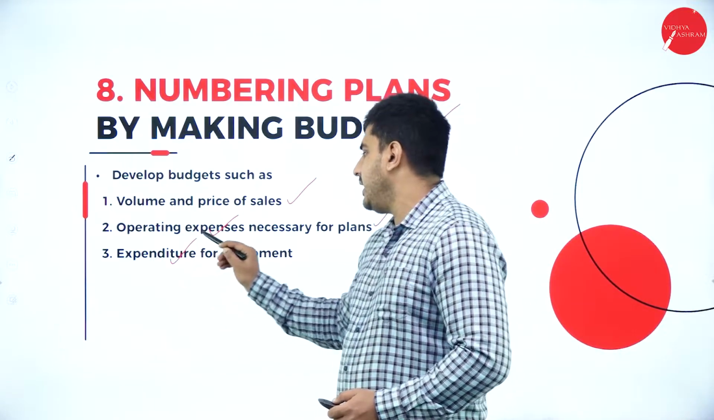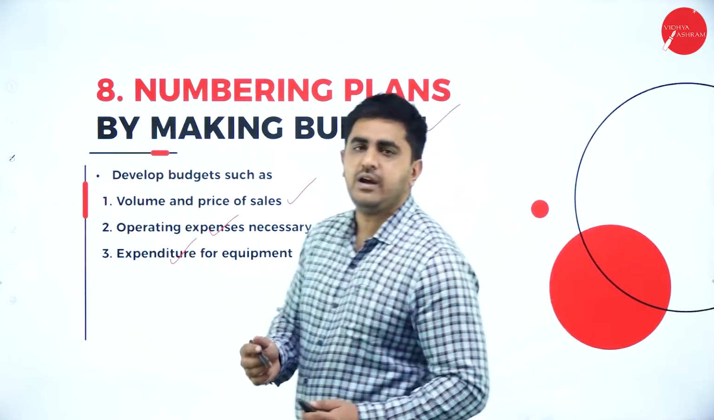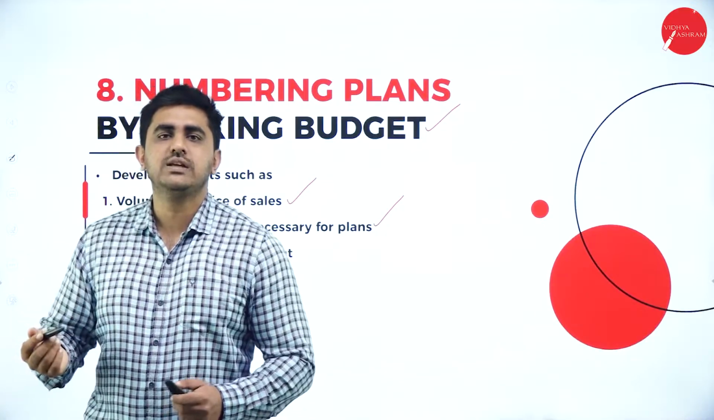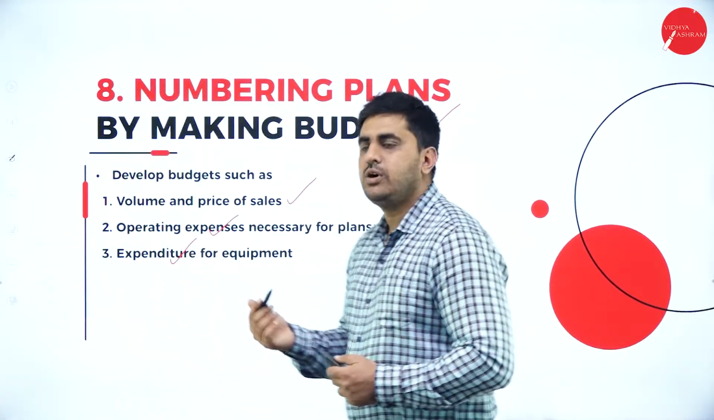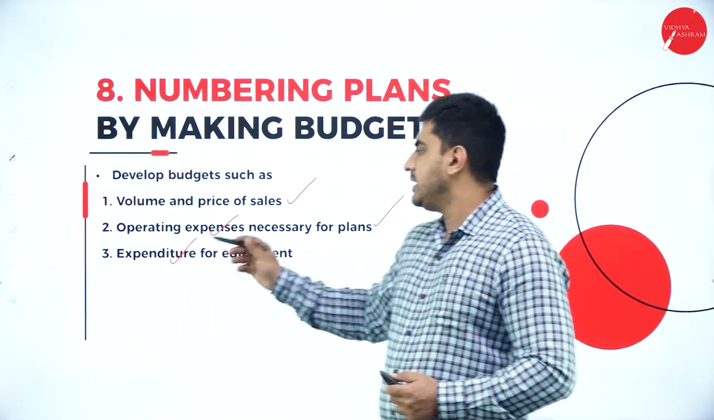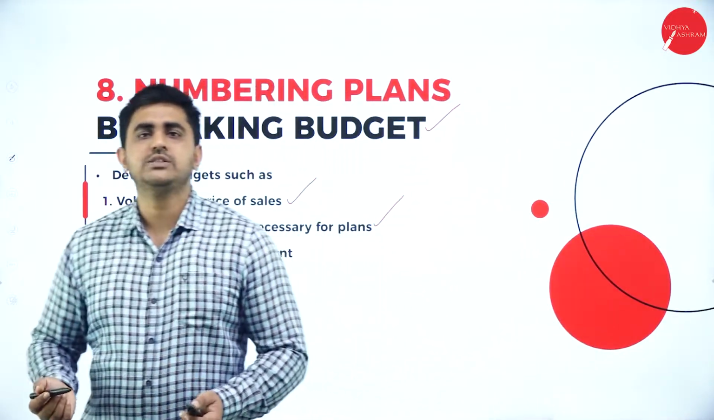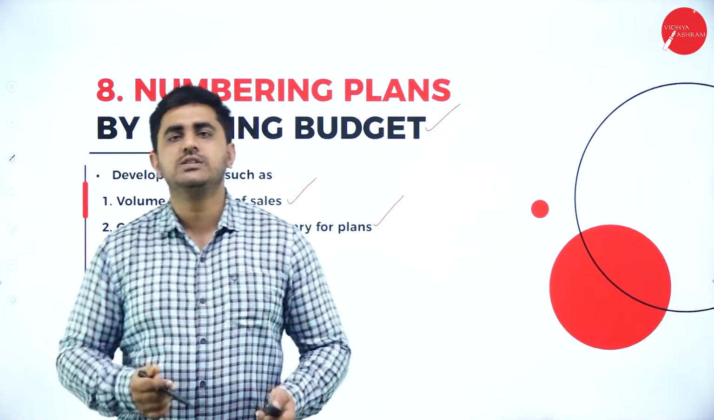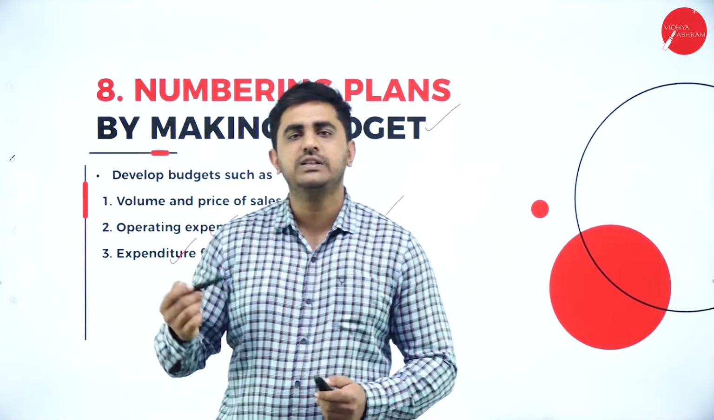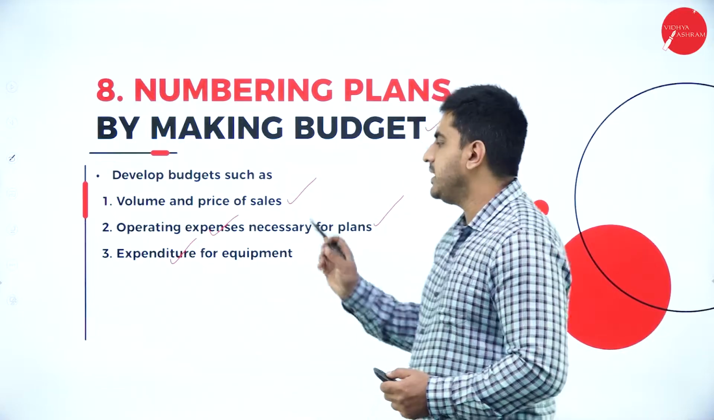Then expenditure for equipment. For example, to carry out the procedure, you will have to invest lots of money in equipment. So you give numerical terms for how much money you require for the equipments and how many equipments you want. Suppose you want to install 5 equipments, what is the cost of each equipment? Everything you will give numerical values.